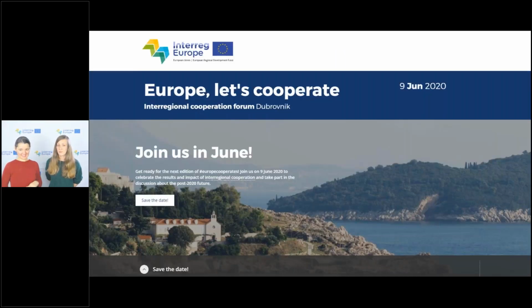And we're very happy to announce that next year there will be more stories available. We're going to focus on the results of interregional cooperation in the next Europe Let's Cooperate event, which is taking place on the 9th of June in the beautiful city of Dubrovnik. You're all most welcome to join us there. We're going to share more info soon, but save the date for now. So we're going to focus on results, stories, achievements, and we're going to talk about the future. Yes. So a very exciting day ahead.